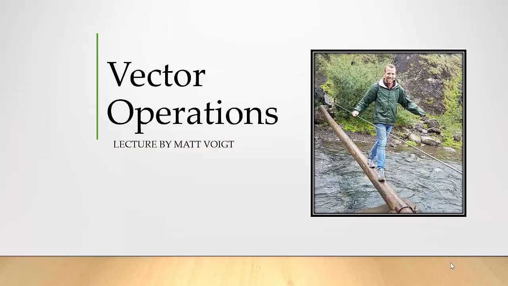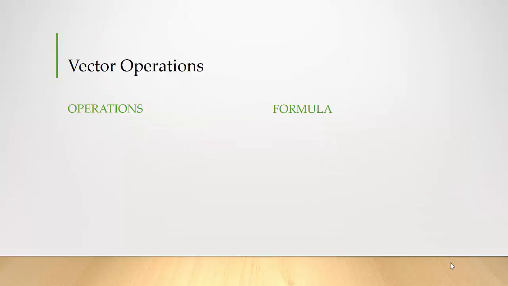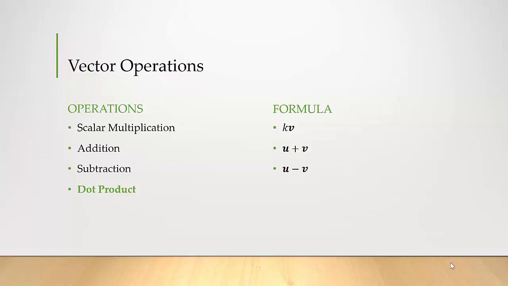In this video, we'll look at vector operations of multiplication. So far, we've seen several operations already. We've looked at scalar multiplication of a vector, which is some constant times the vector, which scales or stretches it. We've seen vector addition, u plus v, and vector subtraction, u minus v, which has a resultant vector. And today we'll look at the dot product of two vectors, u dotted with v, and we'll look at the cross product of two vectors, u cross v.